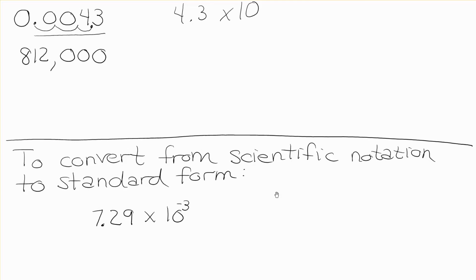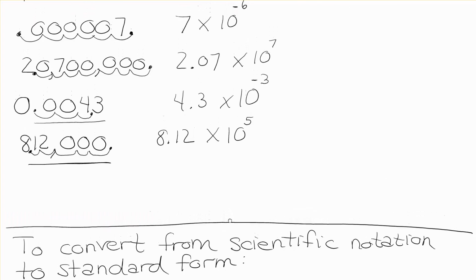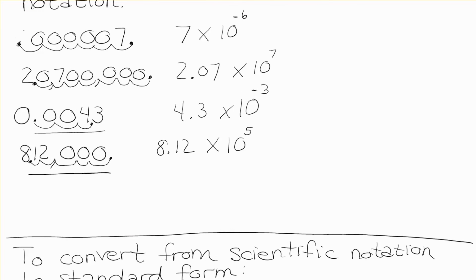Okay, last example here. We're going to take 812,000 and change it into scientific notation. Decimal place here. We're going to move this 1, 2, 3, 4, 5 places to get 8.12. We're going to multiply this 8.12, which is smaller than this number that we started with. So we need a positive exponent. 1, 2, 3, 4, 5 to make it bigger, times 10 to the fifth. All of these are our scientific notation representation of our standard form numbers here.